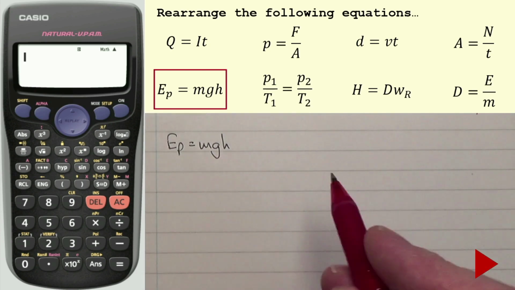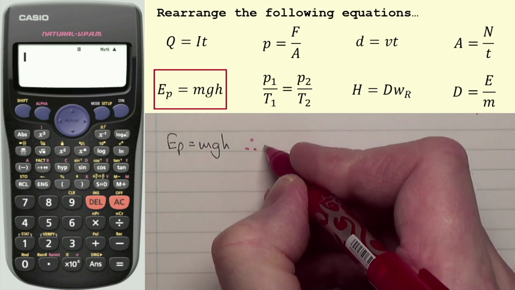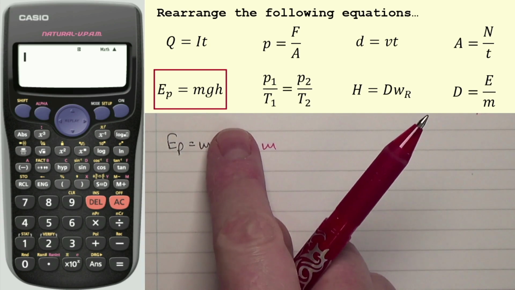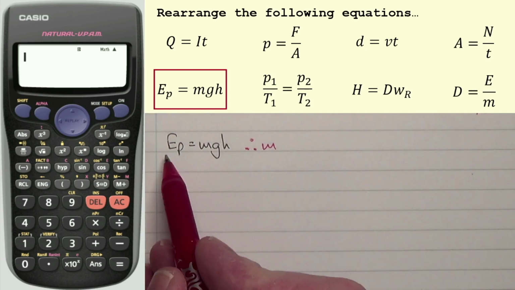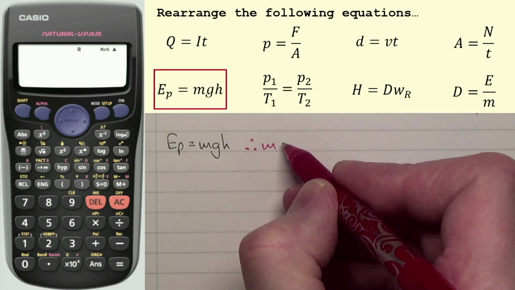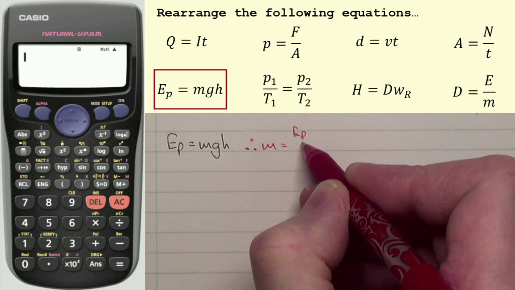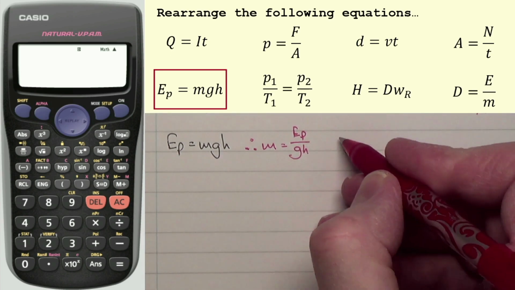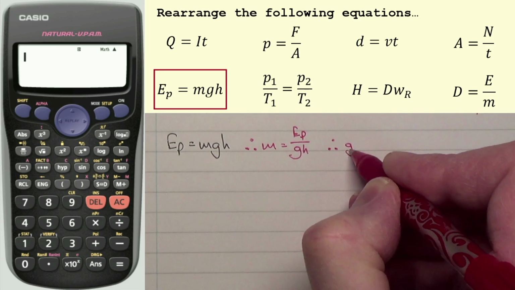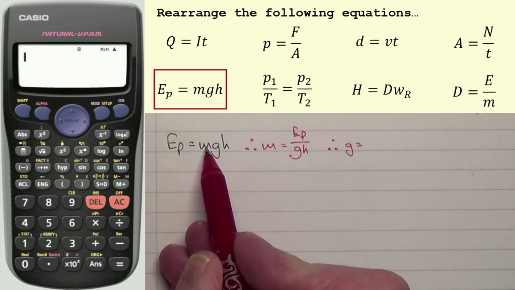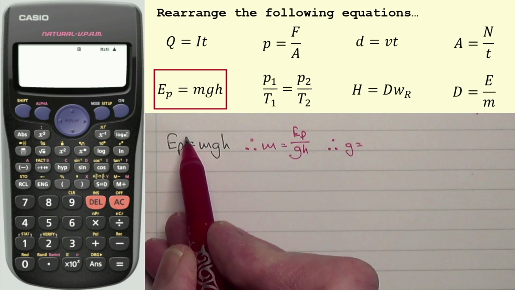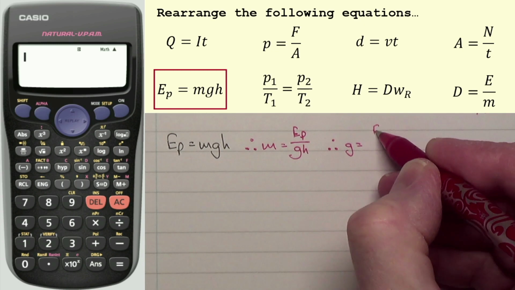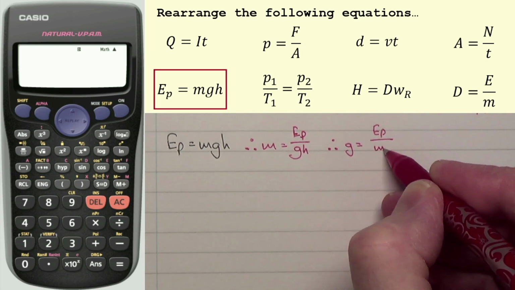First of all, to get m as the subject of the equation, at the moment m is being multiplied by g and h. So I'll need to divide the right hand side by gh, which means of course I'll need to divide the left hand side by gh, which gives me m is ep over gh. Next one, to make g the subject of the equation, at the moment g is being multiplied by mh, so I'll need to divide the left hand side by mh, giving me of course g is equal to ep over mh.